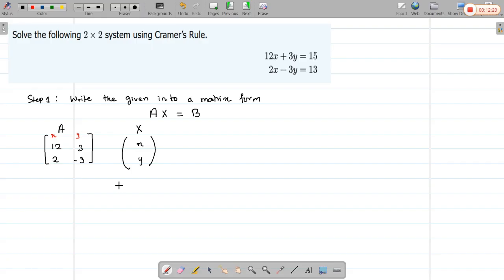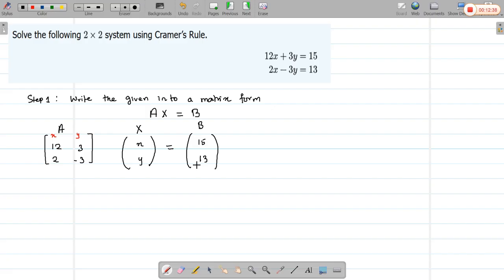These are the things you need to find. Write it as a column matrix, right? And then this is equal to B. What is the matrix B? The right hand side of the given equation. The first equation is 15 and the second equation is 13.